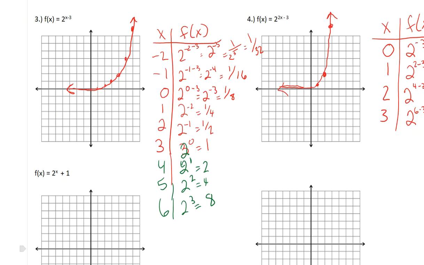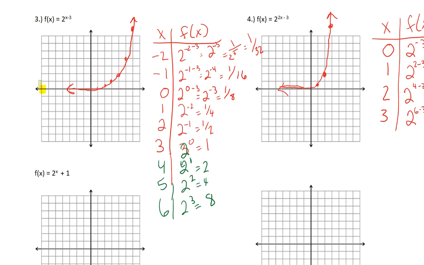So let's take a look at number 3 first. There's my t-chart. And you can see when I started in the red, I did -2 to 3. And the numbers I came out with were pretty small. 1/32, 1/16, 1/8, 1/4. And then by 3, it finally got to 1. But that's really not enough to make a good accurate graph. So I added a few more numbers. You can see that in the green. So 4 became 2, 5 became 4, 6 became 8.